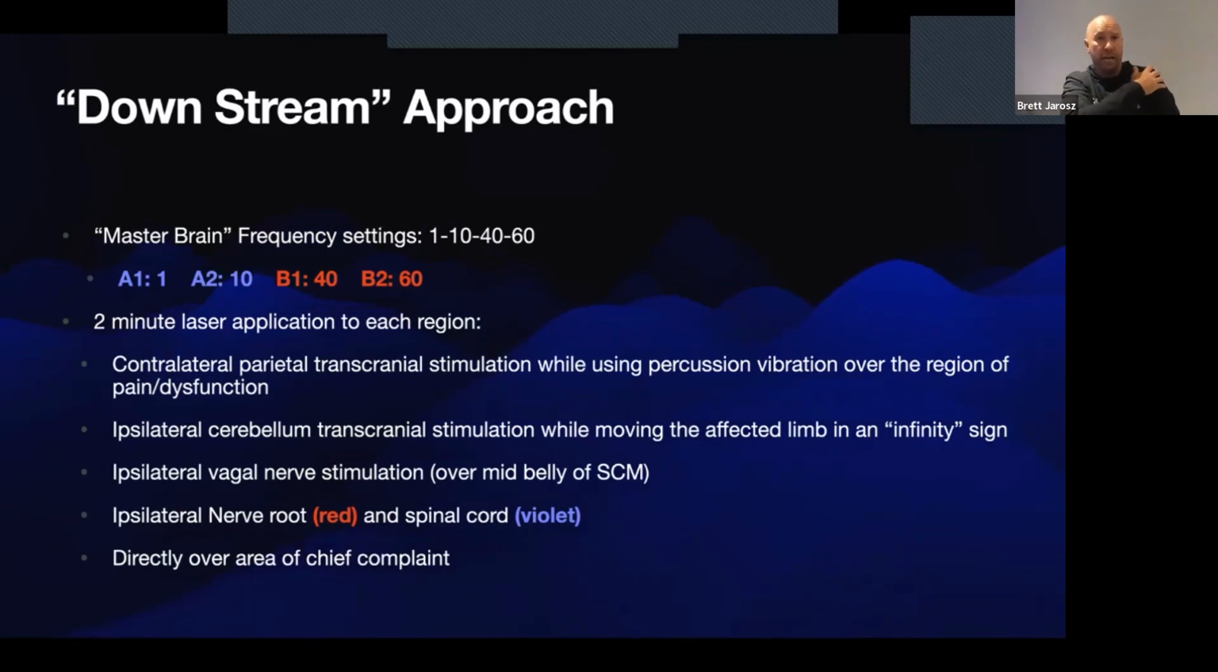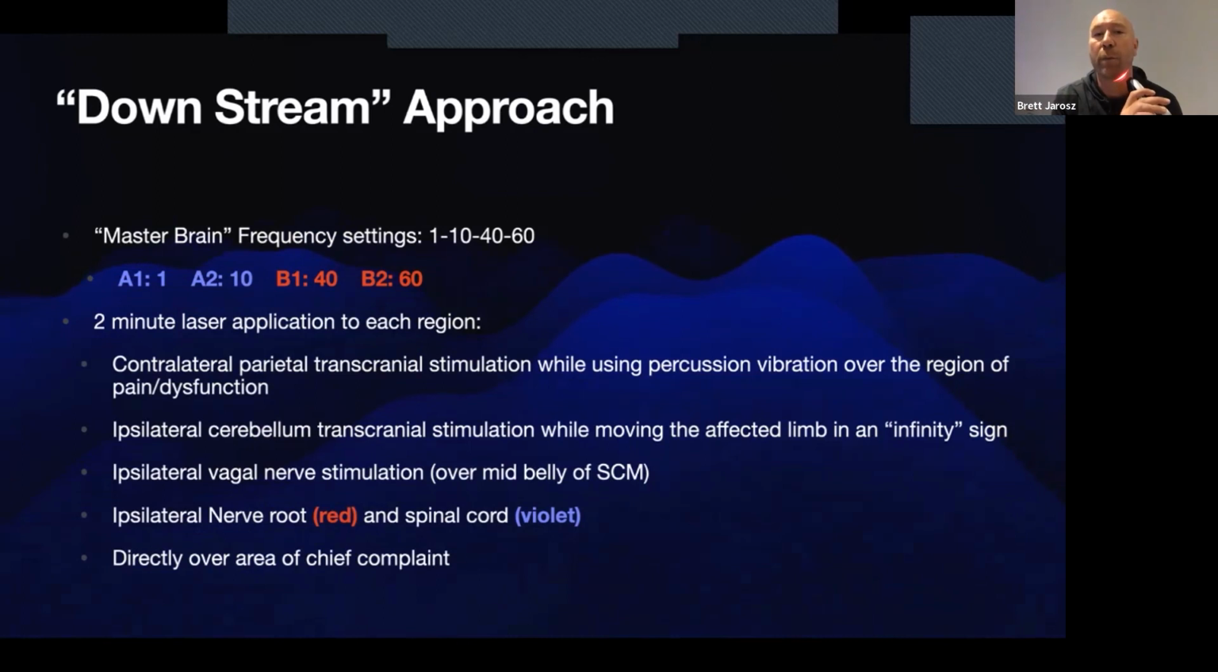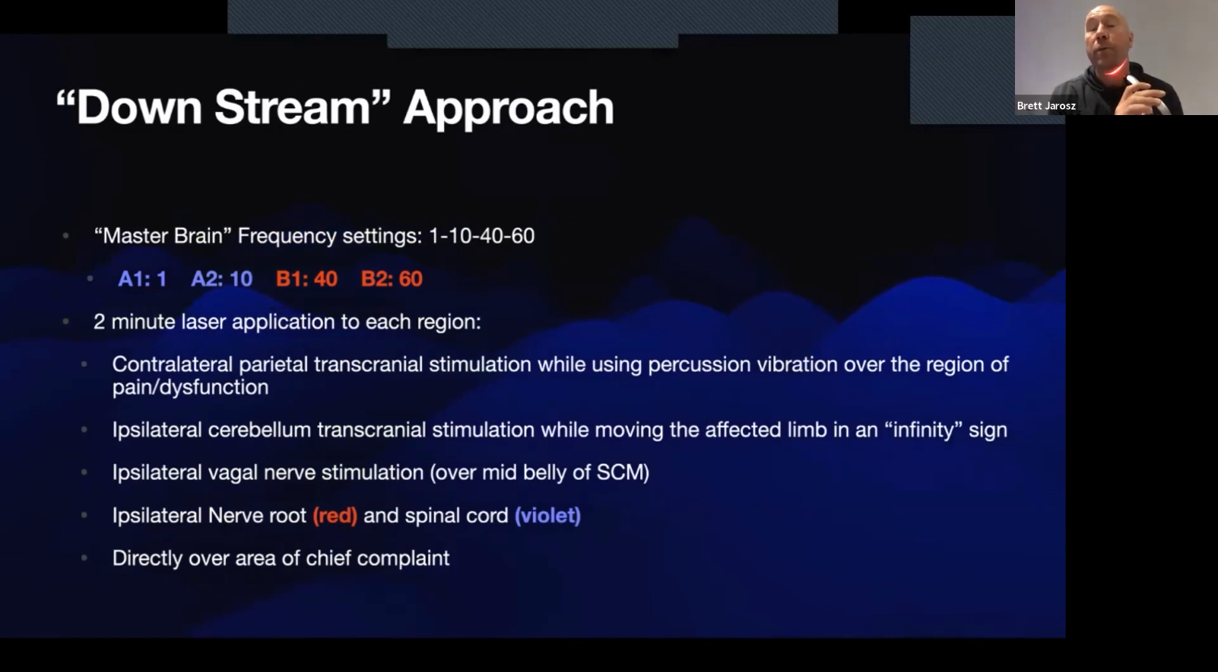So, percussion while I'm lasing parietal cortex, ipsilateral cerebellum while I'm doing an infinity symbol, whether it's arm, whether it's leg, etc. Vagal nerve stimulation on that ipsilateral side. So it's obviously this left side again, ipsilateral vagus, and I would do vagal type breathing. A common one is breathe in for 4, hold your breath for 4, breathe out for 8. So in for 4, hold, 2, 3, 4, out, 8, 7, 6, 5, 4, 3, 2, 1. And you would do that for 2 minutes.